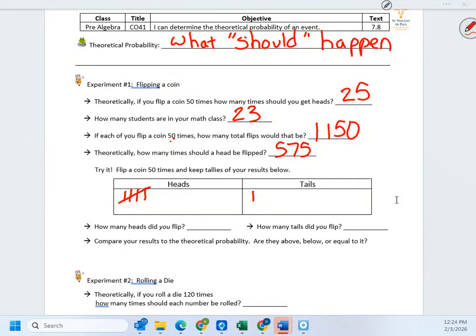Then you're gonna go down and you're gonna write how many heads you flipped and how many tails you flipped, and you're going to answer the question. The second part that we're going to do, I'm gonna erase this. You need to have all of these numbers logged in.